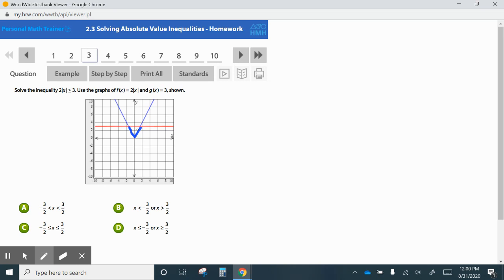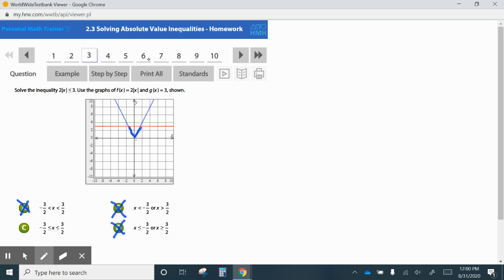Now you can see that it lies between, so the x is in the middle. So it's not an or statement, so it's not B, it's not D. It's this, x is between this and this. This is a definite negative number, and this is definitely a positive number. Since they use a less than or equal to, it's not A. So the answer is C.